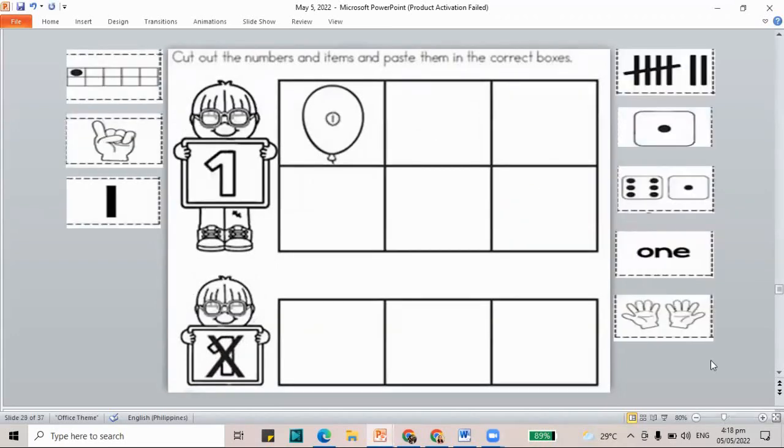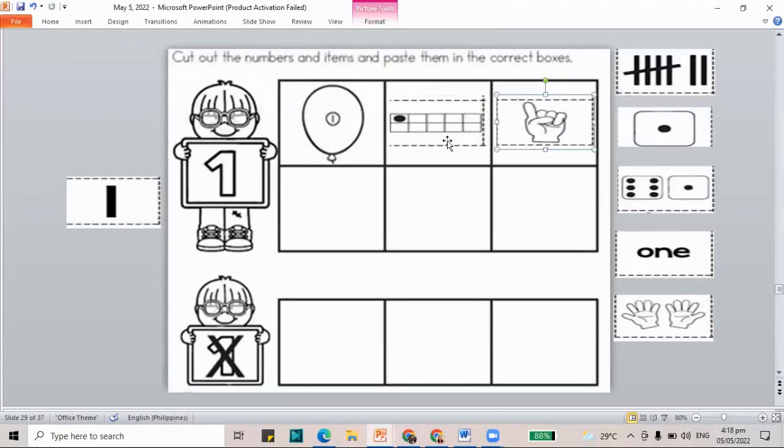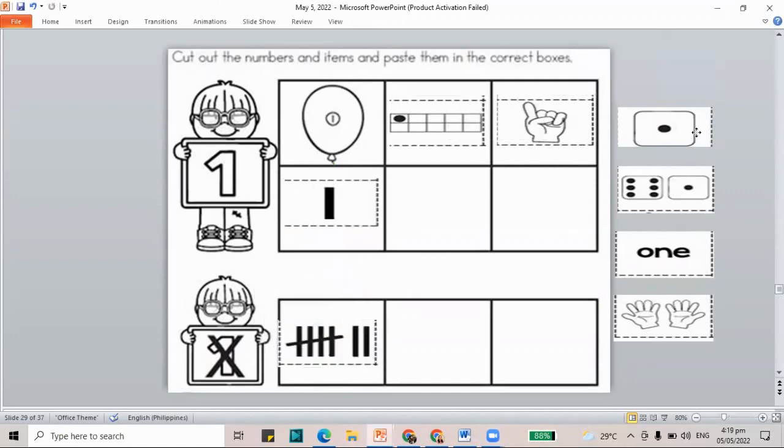Let's jump to number 1. After 0 is 1. Just like our balloon, it shows 1. Number 1. What shows 1 here? This one has 1 dot. We have 1 finger. This is the number 1. How many sticks do we have? Let's count. 1, 2, 3, 4, 5. Sliding down. 6 and 7, not number 1. In the other box.